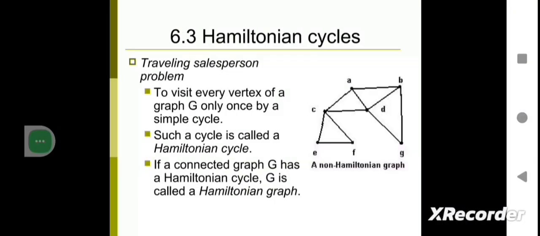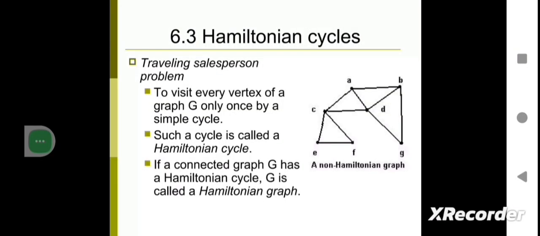Next, Hamiltonian cycles problem. That is the traveling salesperson problem. This is based on Hamiltonian cycles. First concept: to visit every vertex of a graph G only once by a simple cycle. Visit every vertex only once. In an Euler cycle, we visit every edge only once. In a Hamiltonian cycle, we visit every vertex only once. Such a cycle is called a Hamiltonian cycle. If a connected graph G has a Hamiltonian cycle, then G is called a Hamiltonian graph.